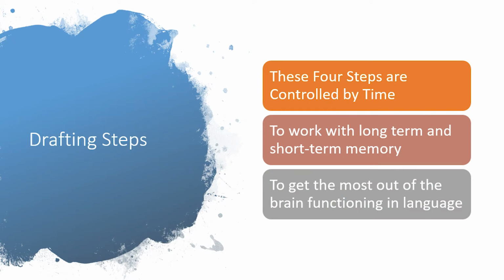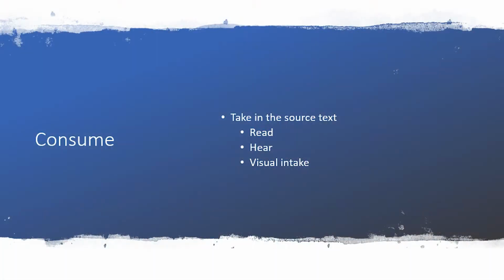The drafting side is controlled by time, and so we're actually working with a person going through time elements because we want to get the most out of the brain and work with long-term and short-term memory at the same time. Okay, I'll explain more of that a little bit later. Okay, but each of the steps are controlled by time. The first step is consume. Consume has one primary function: take in the source text.